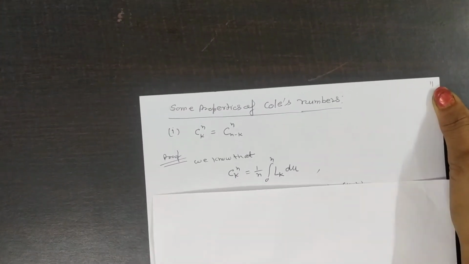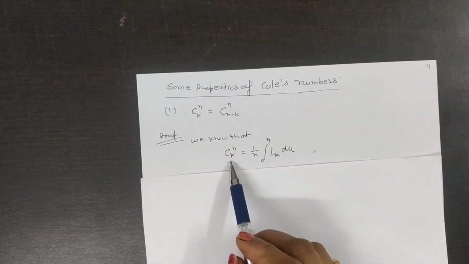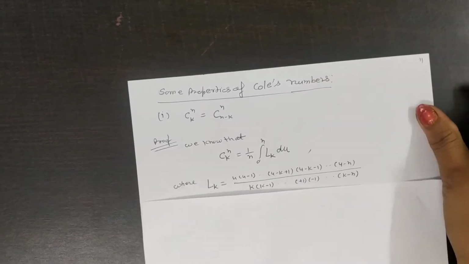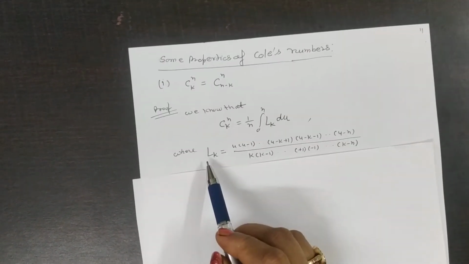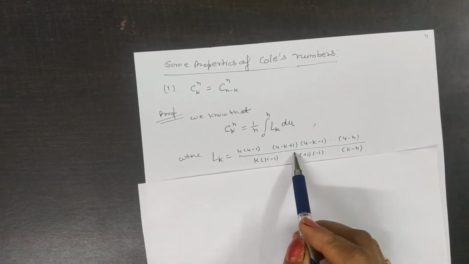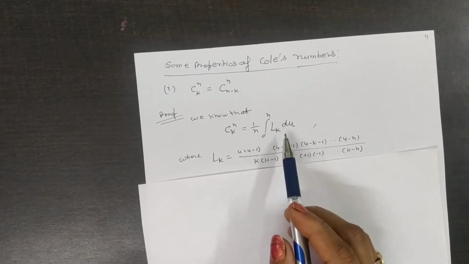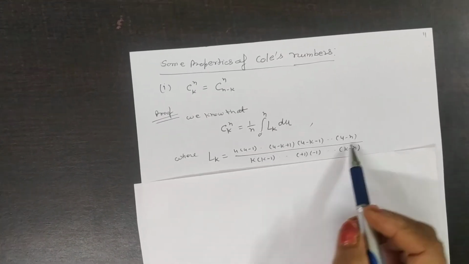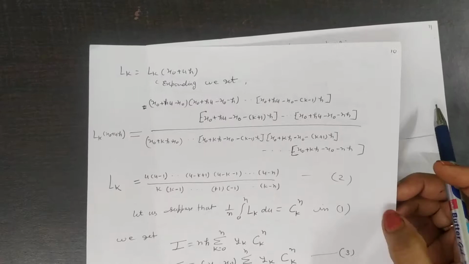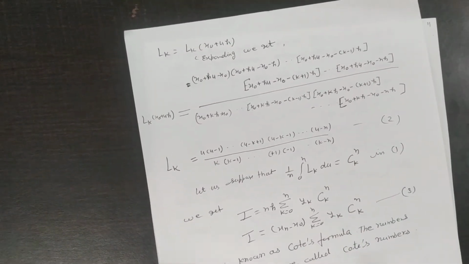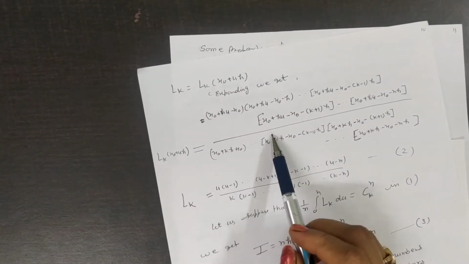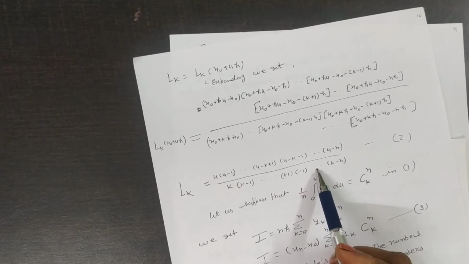We know this formula. Okay, C_k^n is equal to this formula, you know. Here now, Lk you have also obtained earlier. Lk is u(u-1)...(u-k+1), because here Lk is obtained by substituting in place of x0 plus, this, and then you get this formula. In the earlier video you have defined this one, and in this video you have obtained this value.